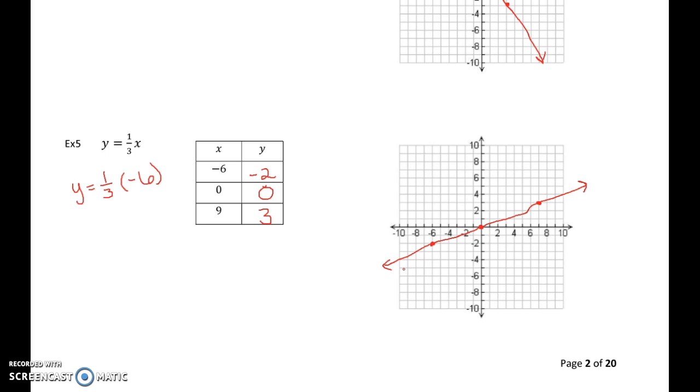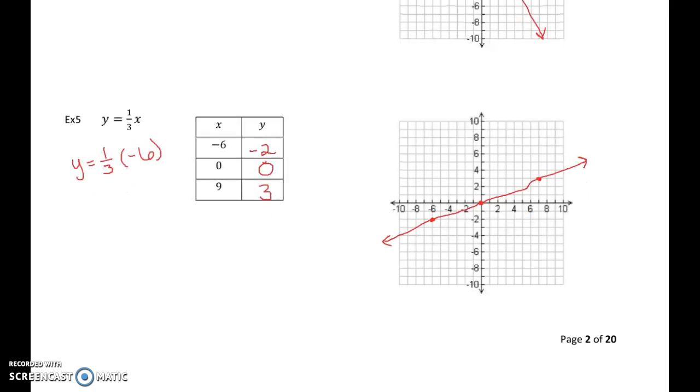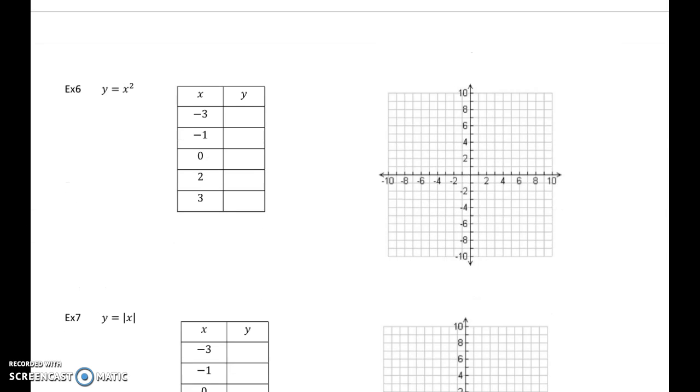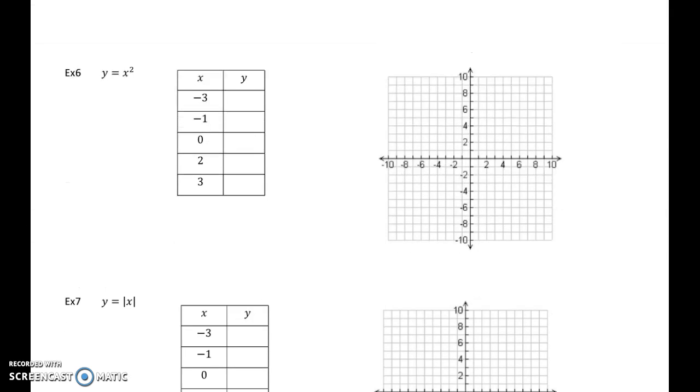So nice and basic, plugging in different values for x, solving for y, and graphing. Let's look at some more. Here are some nonlinear equations, so these are not going to make a straight line. We saw linear, all straight lines. Here are some that are not going to make straight lines.